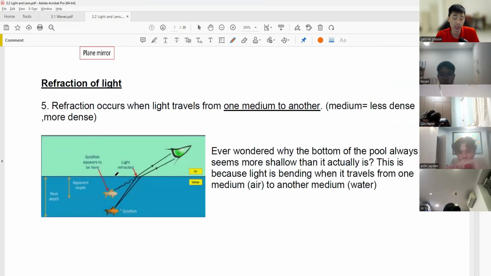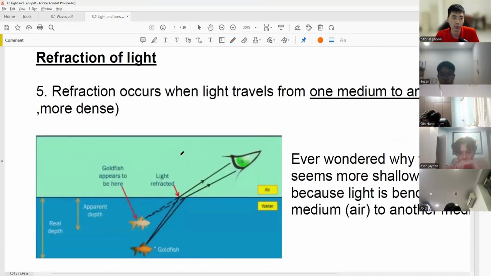So please pay attention. For refraction of light, I think the most common scenario is when you step right in front of the swimming pool. The swimming pool is right in front of you, right? When you look into the swimming pool, it always seems much more shallow than it actually is. Why? It is because our brain only perceives light to travel in a straight line.